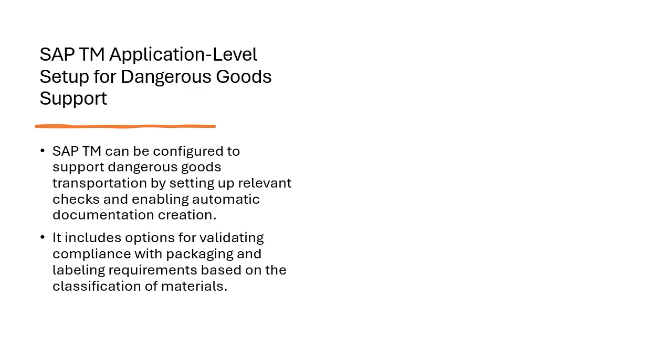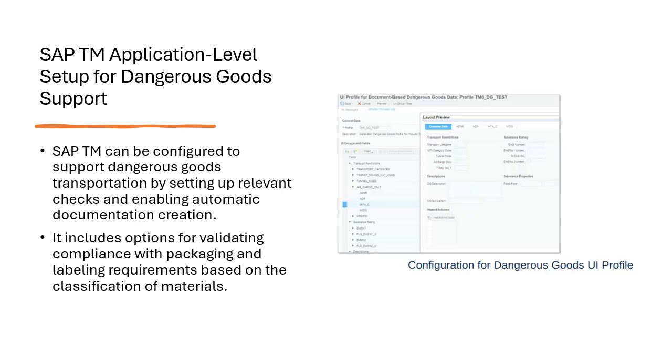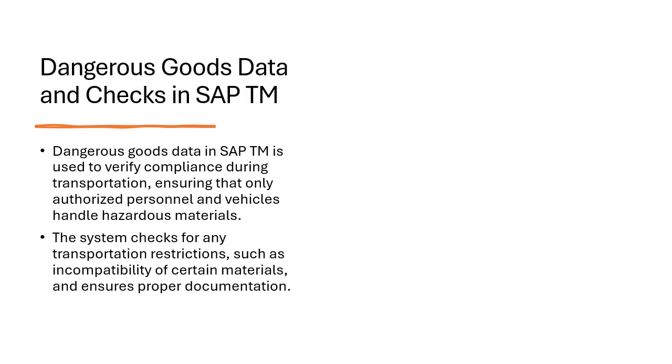And the next slide is about the SAP TM application level setup for dangerous goods support. To support dangerous goods in SAP TM, certain application level configurations are very important. So these include defining the transportation mode, vehicle type, hazards, and material checks to ensure compliance with safety regulations during transportation. And this image shows a view of the interface configuration for dangerous goods in SAP TM, where users can define the layout and the features needed to manage and check dangerous goods during transportation planning.